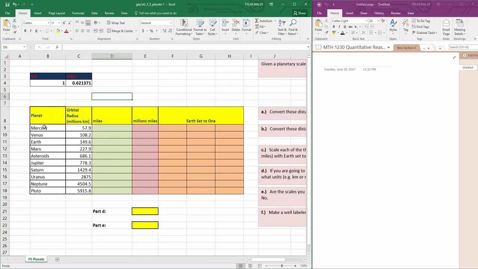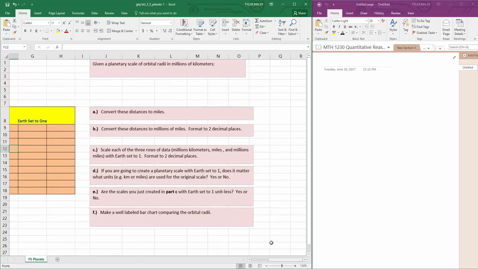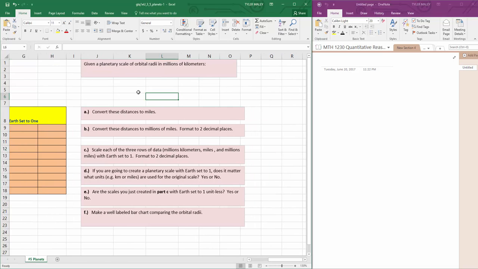What's going on is we have planets, Mercury all the way to Pluto, and what we're given is the orbital radius in millions of kilometers. Here we have millions of miles, and then we have this chart. If we look to the right, the directions say we're given a planetary scale of orbital radii in millions of kilometers. In part A, we're asked to convert these distances to miles, and then millions of miles, formatted to 2 decimal places.